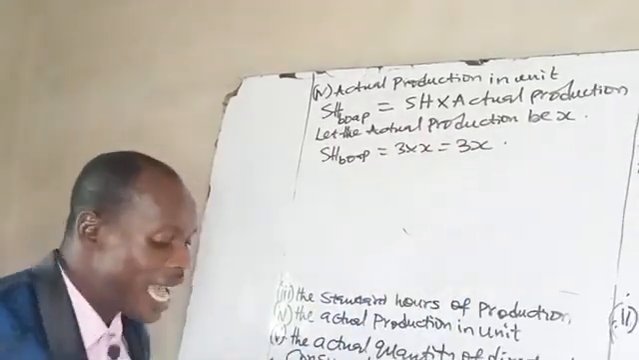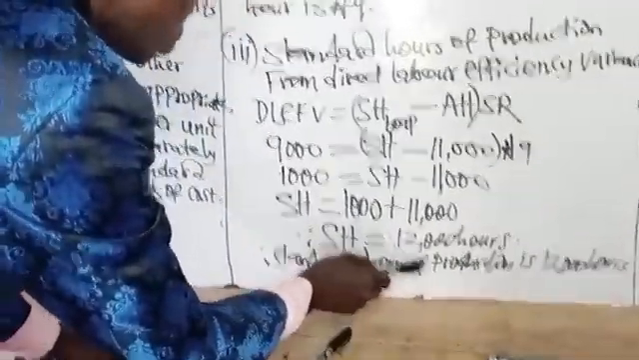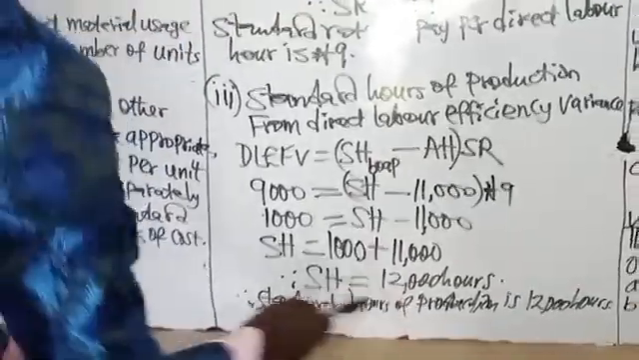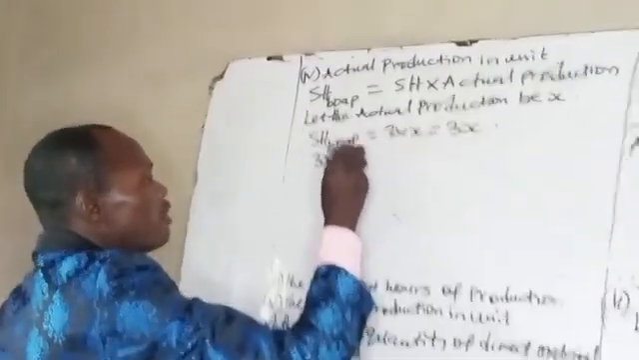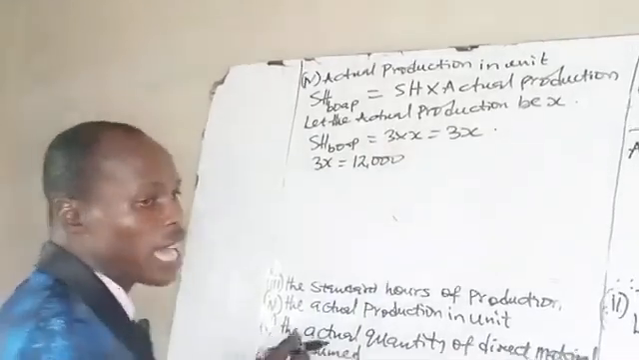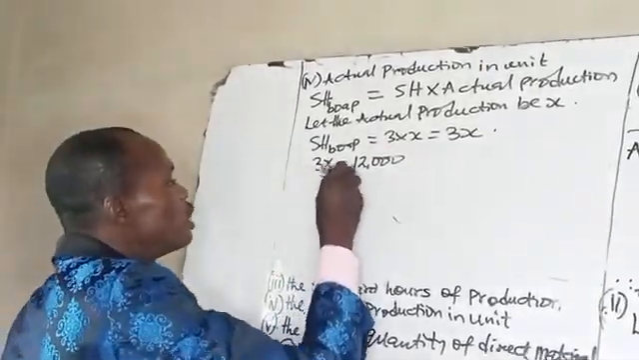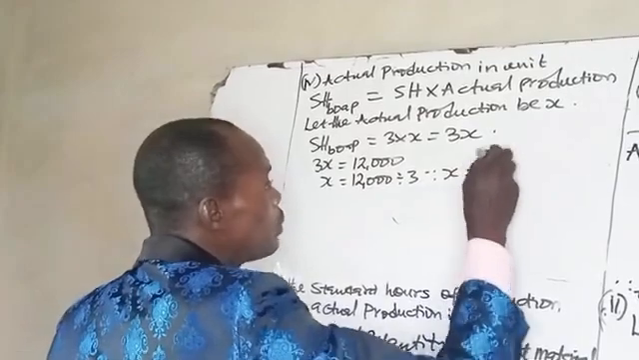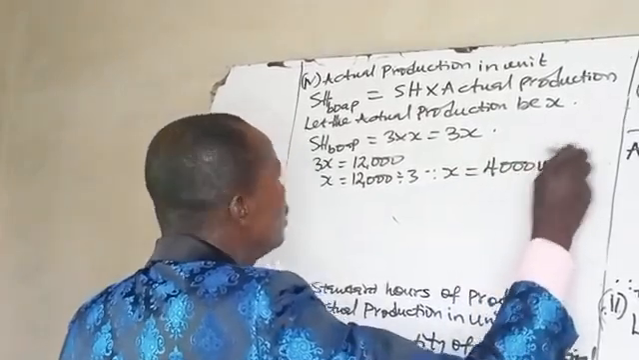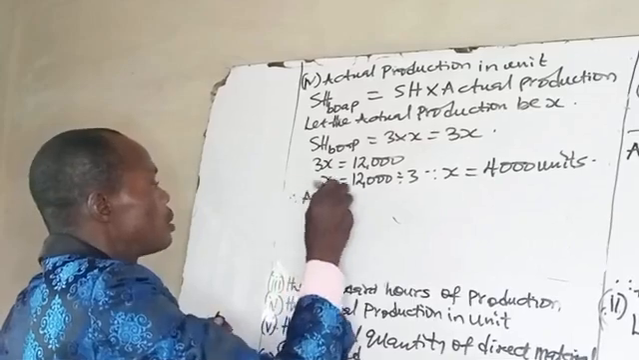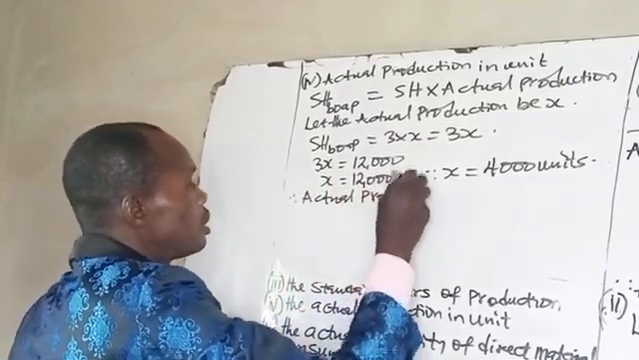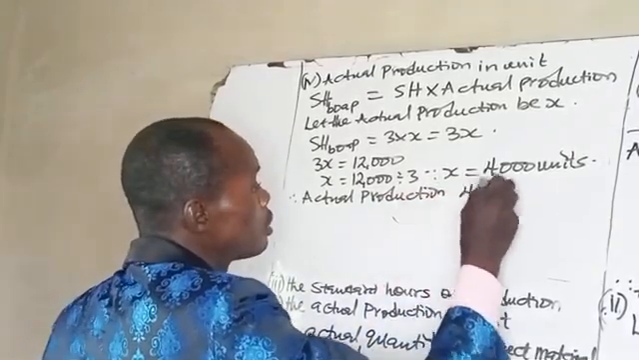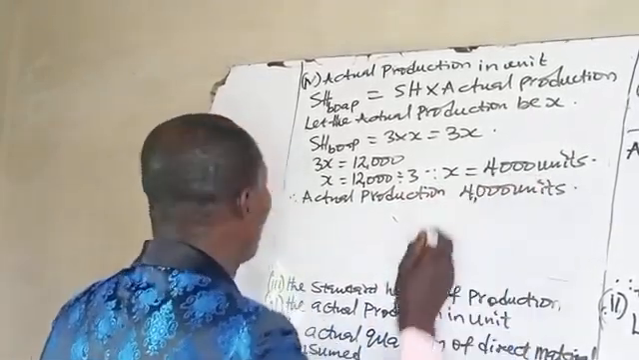So our standard hours of production is 3X. And the standard hours of production has been calculated, and we got 12,000 hours in Roman figure 3. So now, let's equate that to 12,000. 3X equals 12,000. To solve for X, you divide both sides by 3. So X will be 12,000 divided by 3. Therefore, X is 4,000 units. Therefore, actual production is 4,000 units. That is Roman figure 4.